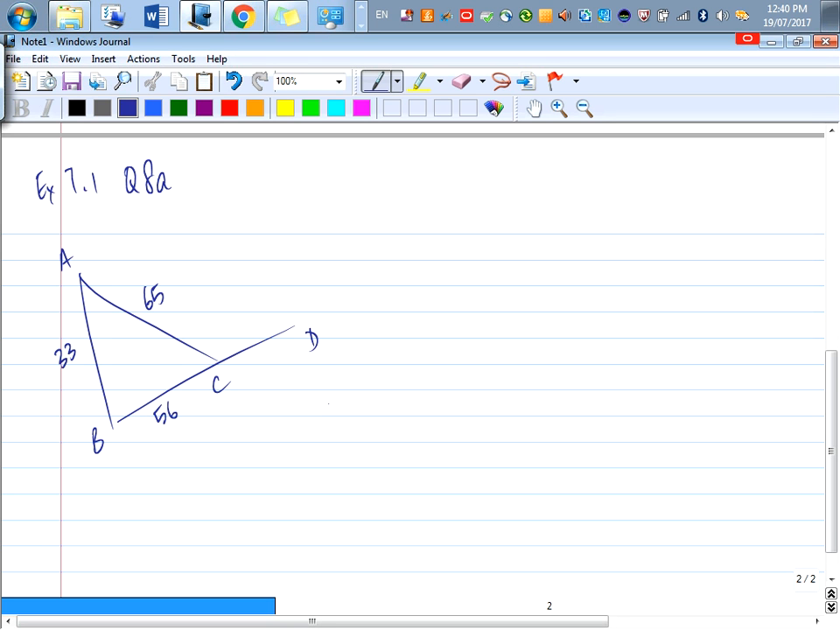Now, based on the diagram, did they tell you any angle? They didn't, right? But what does part A want? They want you to show that angle ABC is 90 degrees. Let us try to identify this angle. Where is it? ABC, or over here. Okay, that is what they want you to show.